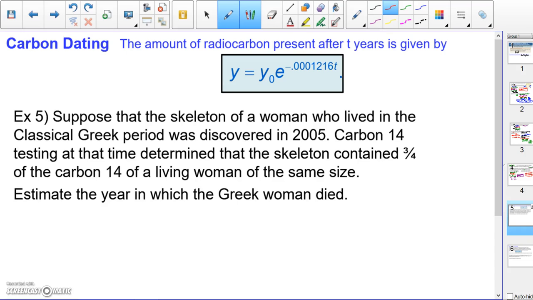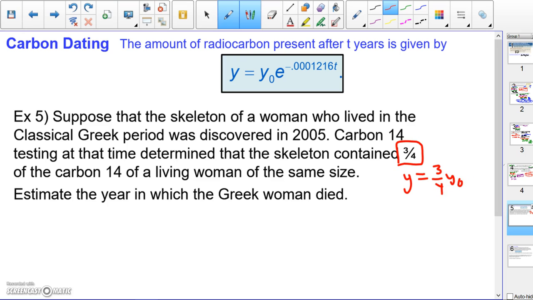Carbon dating, the amount of radiocarbon present after T years is given by this formula in this box. Example 5, suppose that the skeleton of a woman who lived in the classical Greek period was discovered in 2005. Carbon-14 testing at that time determined that the skeleton contained 3/4 of the carbon-14 of a living woman of the same size. Estimate the year in which the Greek woman died. Okay, so that 3/4 is kind of important. That's how much she has right now, and it's 3/4 of whatever she should have started with.